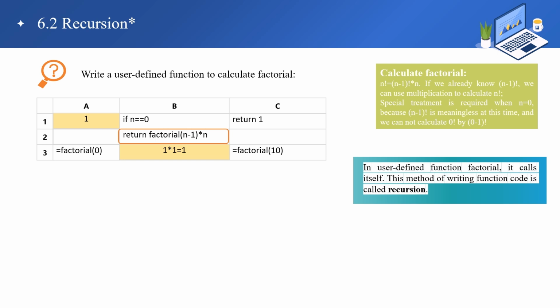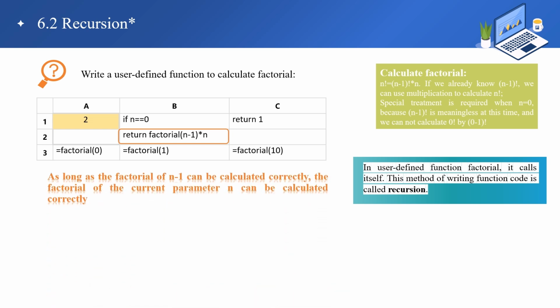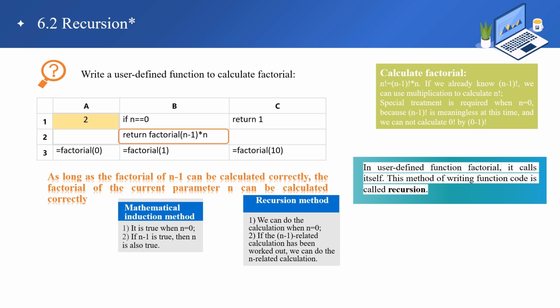If the parameter n is 2, it will also be executed to cell b2. At this time, n minus 1, 2 minus 1 is equal to 1, will be passed into this function as the parameter, and n equals to 2 will be temporarily stored. From the above analysis, we know that it will return 1, and then restore the value of n to 2. When the parameter is 2, the function will return 1 times 2 is equal to 2, which is correct. As long as the factorial of n minus 1 can be calculated correctly, the factorial of the current parameter n can be calculated correctly. Recursion is a bit like the mathematical induction we learned in high school.